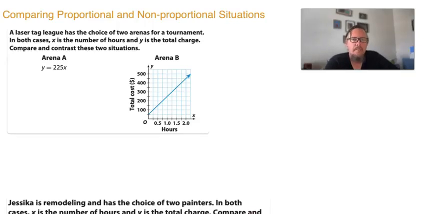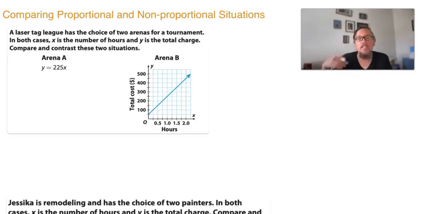So let's do a couple of comparisons. We're going to compare a proportional and a non-proportional relationship to each other. Our first one says a laser tag league has the choice of two arenas for a tournament. In both cases, X is the number of hours and Y is the total charge, and we're going to compare and contrast these two situations. Compare and contrast means say something that is similar and something that is different.